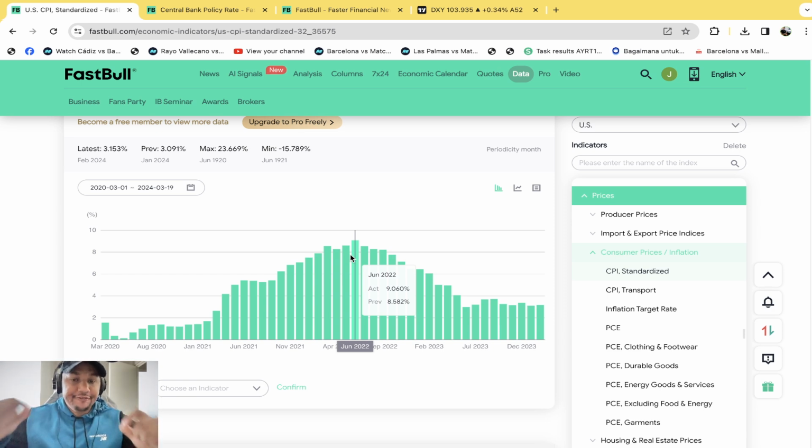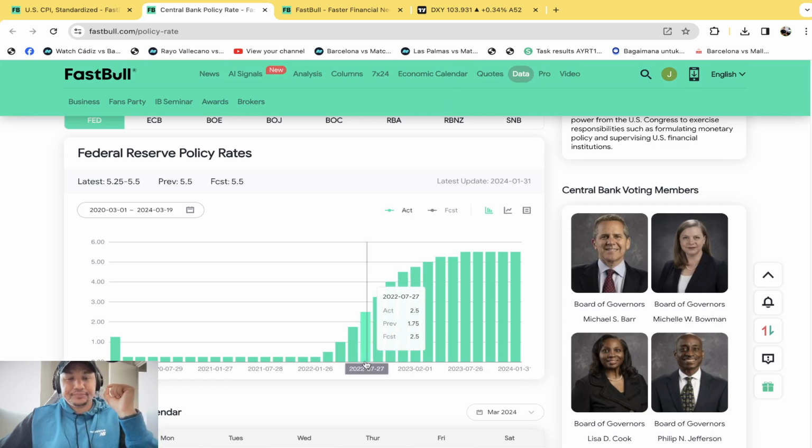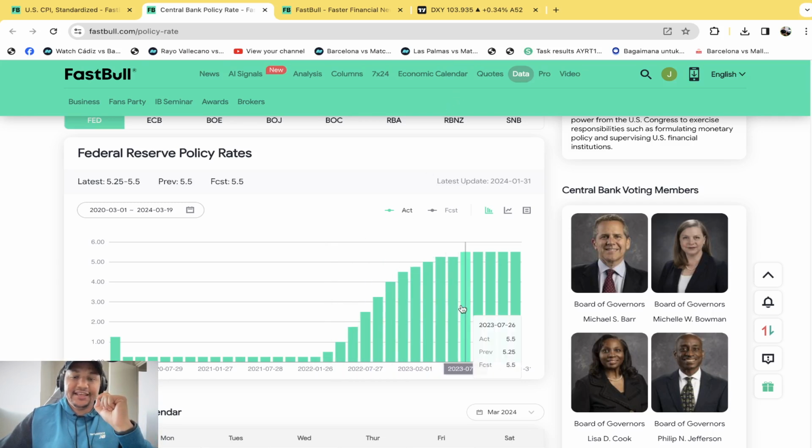Now the job of the Fed is to cool down inflation. They have to bring down inflation. Since June 2022, the Fed was like, okay, we have to bring down inflation, so they started hiking interest rates. Now, keep in mind, since March 2022, the Fed has been increasing the interest rates until the 26th of July last month, and has been kept at 5.5 basis points.